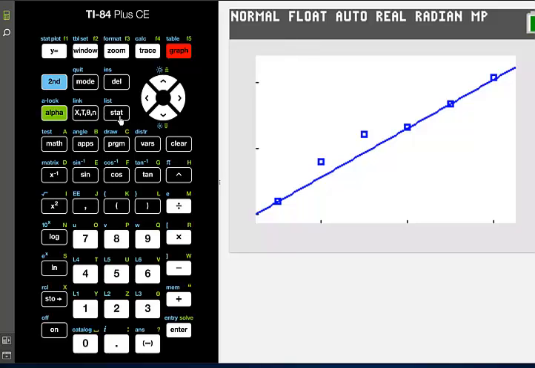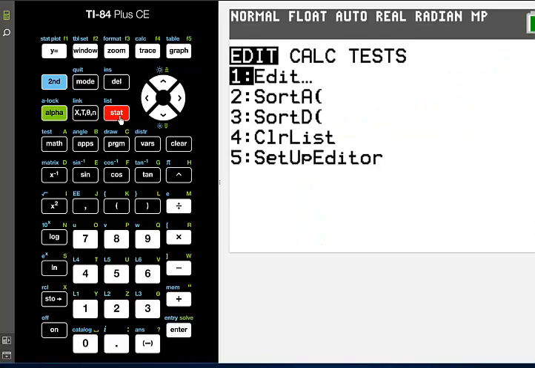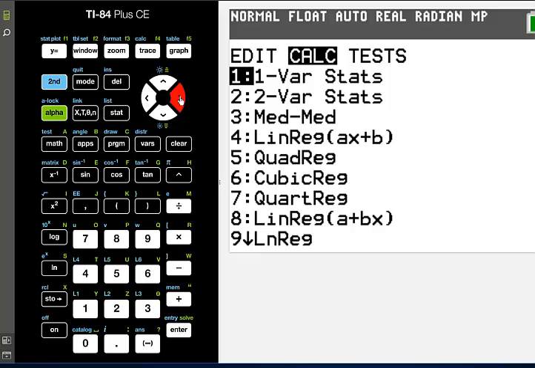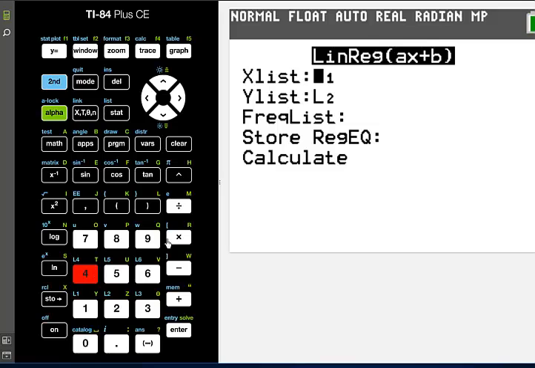The way you do it is you go back to the Stat button, and then this time, don't hit Enter here. Use the arrow to go over to the Calc menu, and then from the Calc menu, either arrow down to choice 4, or just choose the 4. That stands for linear regression. You need to make sure that these lists say L1 and L2. That's where our data is. If for some reason they don't match, you can change them.